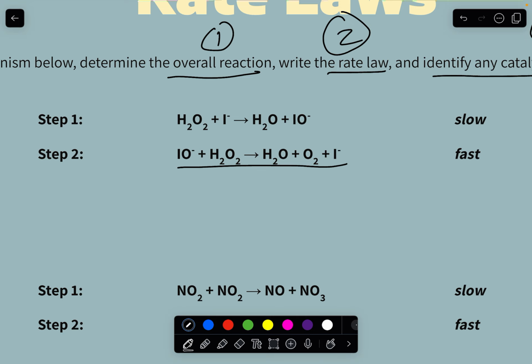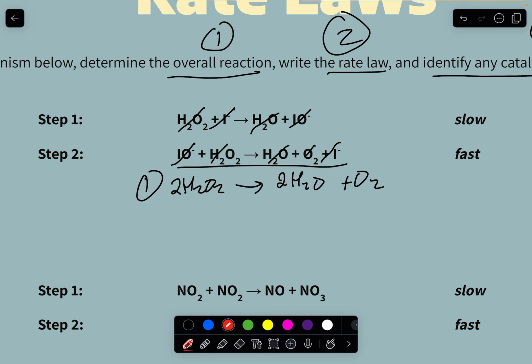Okay, H2O2, we have 2 on the left side, so we have 2 H2O2. I minus, we have it at the beginning and we have it at the end, so we're going to cancel those out. IO minus, again, it's at the beginning, it's on both sides, we're going to cancel those out. So 2 H2O2 is going to go to 2 H2O and 1 O2. Okay, so that's our overall reaction.